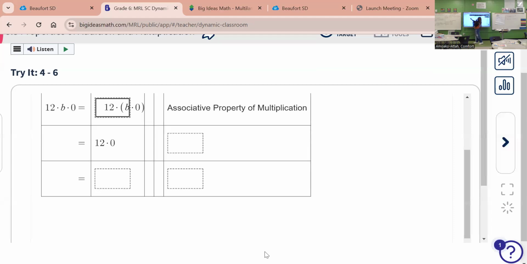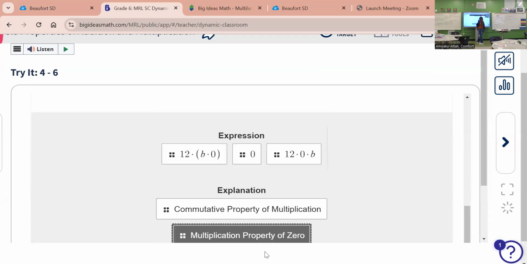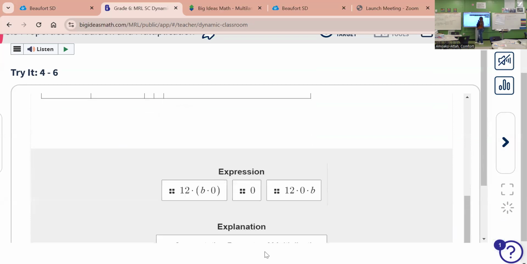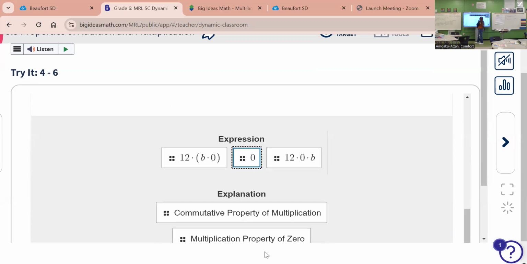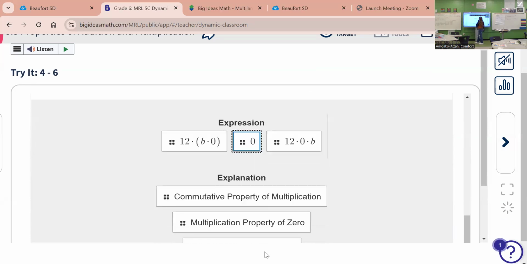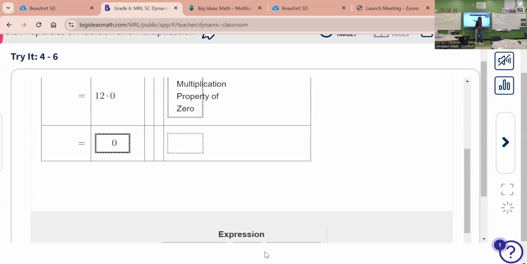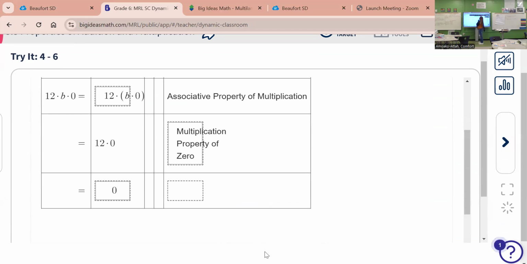Why? Because b times 0 gives 0. What property did we use? The multiplication property of 0. We choose that. Good job, guys. Then 12 times 0 is 0. What did you use to get your answer? Again, we use the commutative property of multiplication. Right. Good. So let's select it.